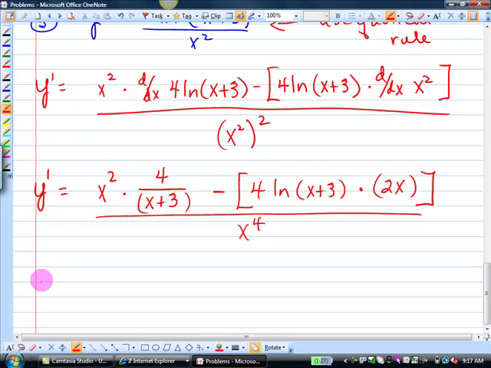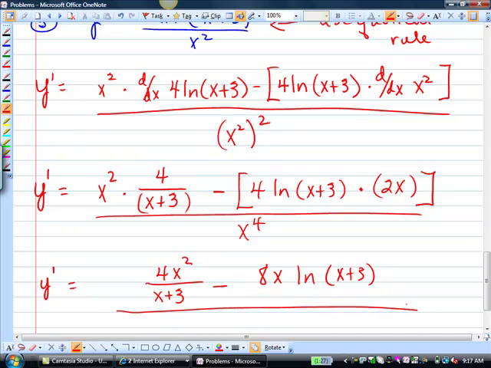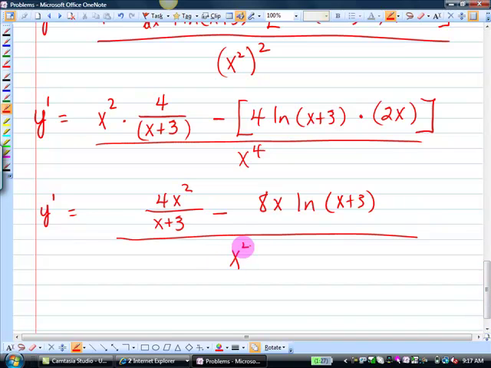Okay, I'm going to clean it up a little bit more and have 4x squared over x plus 3 minus this thing. I think I can, what can I do here? Can I do 8x ln x plus 3? Yeah. Over x to the 4th. This just becomes algebra. That's all we're doing here. It's cleaning up. Okay, this isn't very clean. It's got a fraction in the top.